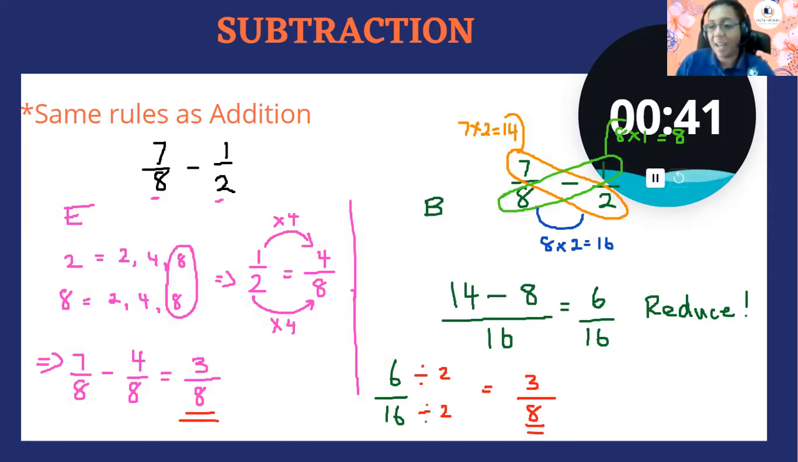And of course, you always double check to see if your fractions can be reduced. So 6 and 16, you're looking for a common multiple. That multiple is 2. 6 divided by 2 will give us 3. 16 divided by 2 will give us 8. And we will also get 3/8.